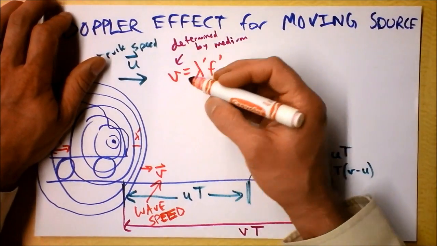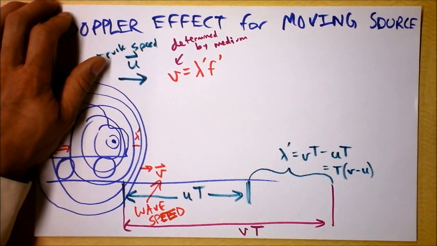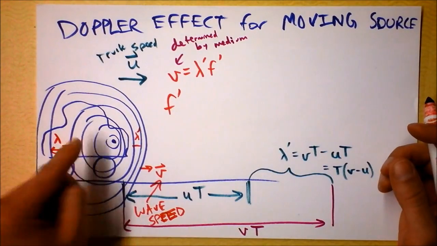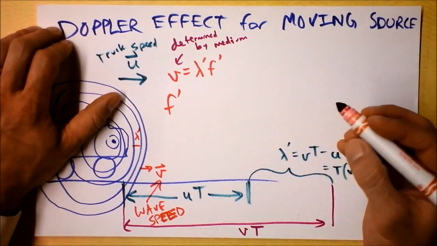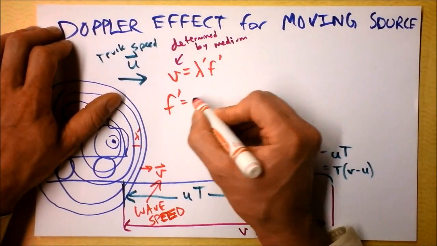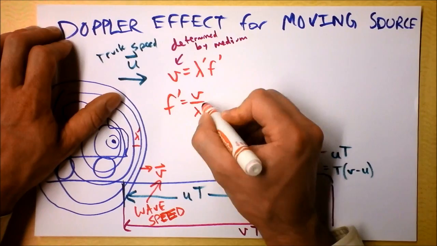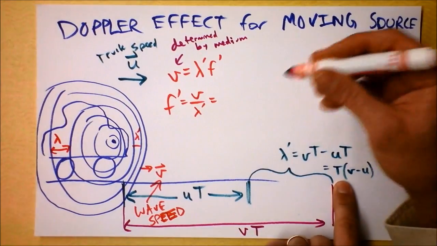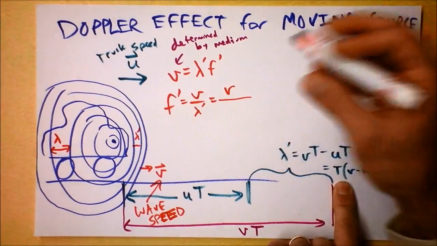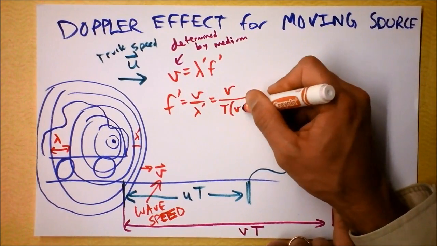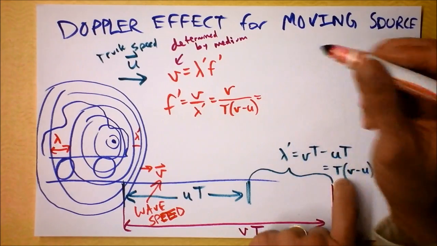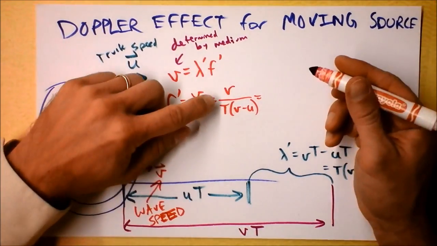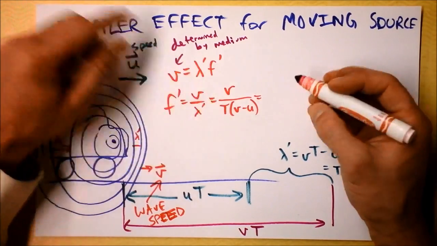So if we solve this for frequency, because that's what I'm interested in doing, I want to see what Newton hears the truck sound like as the truck is approaching Newton. That's going to be V divided by lambda prime, and we know what lambda prime is. Check it out. Lambda prime is this stuff right here. It's going to be V divided by T times V minus U. And oh, 1 over T, why that's frequency.